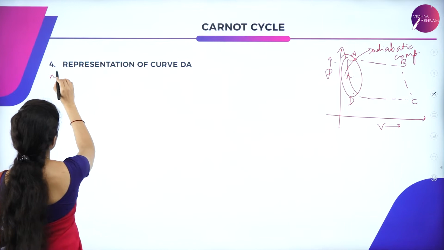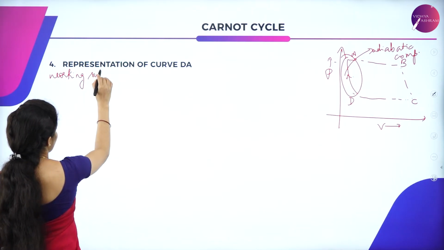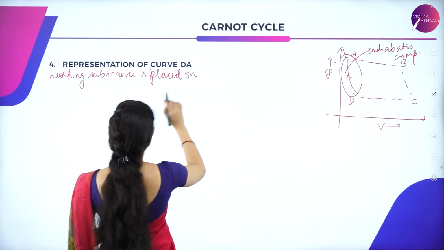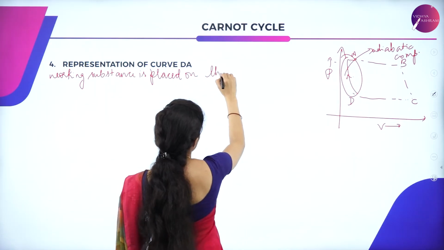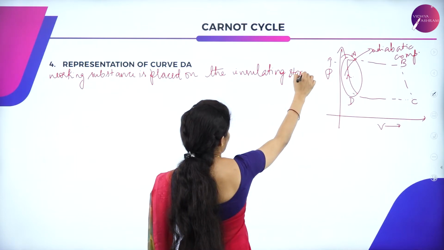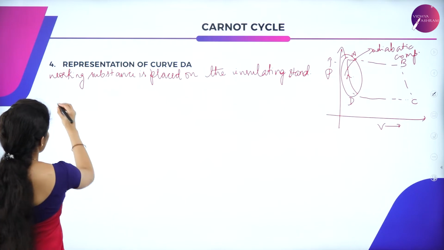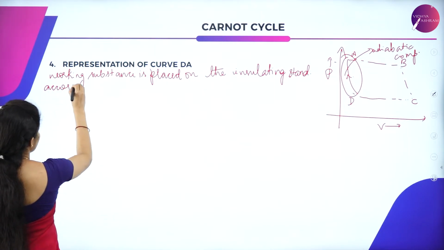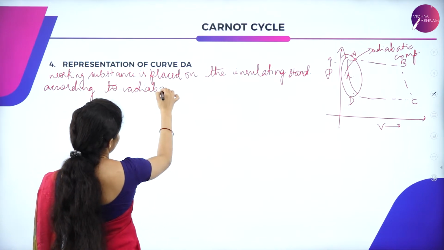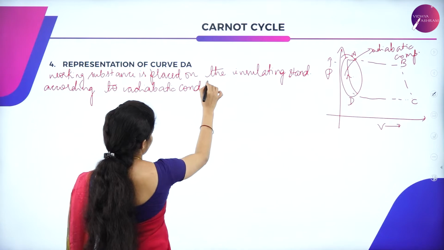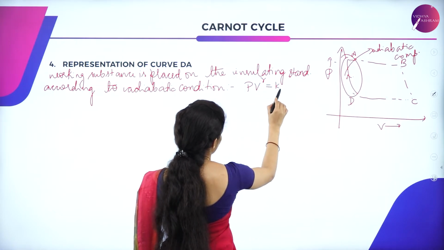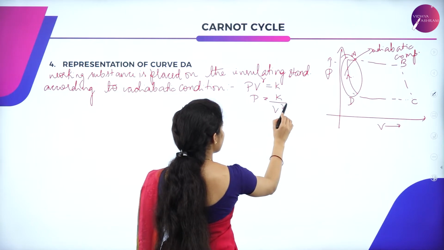So here when the working substance is placed on the insulating stand, what happens during this condition? According to the adiabatic condition, we have PV gamma is equal to K. So P is equal to K divided by V gamma.